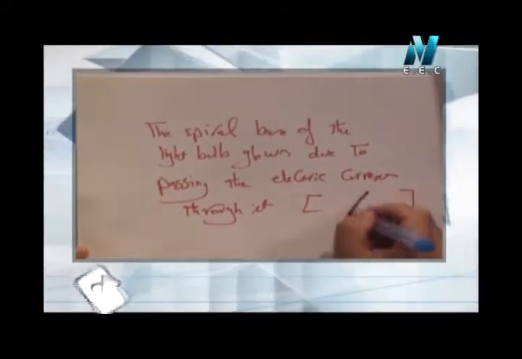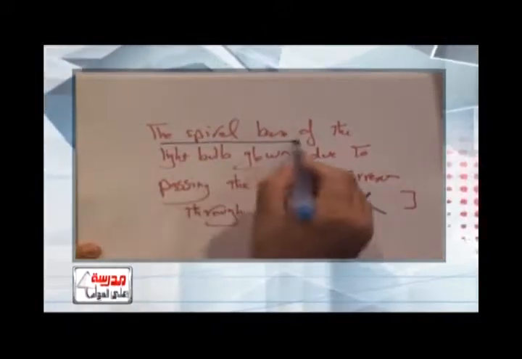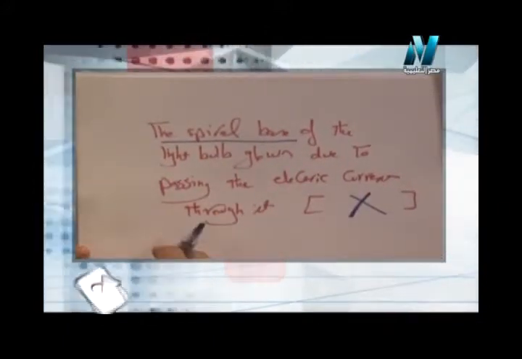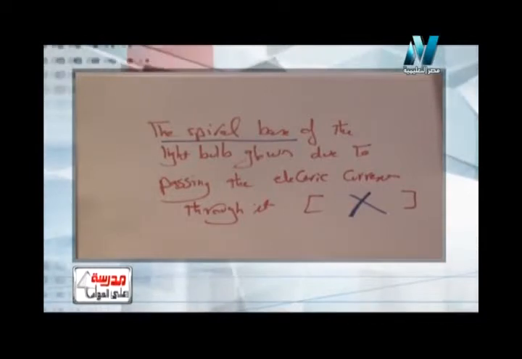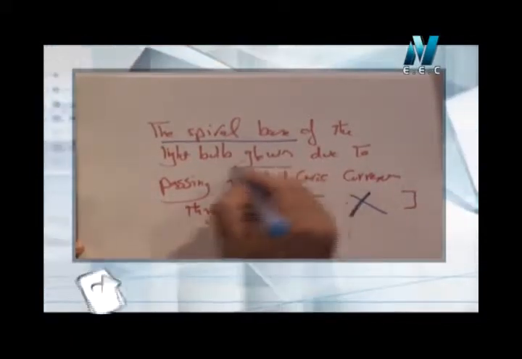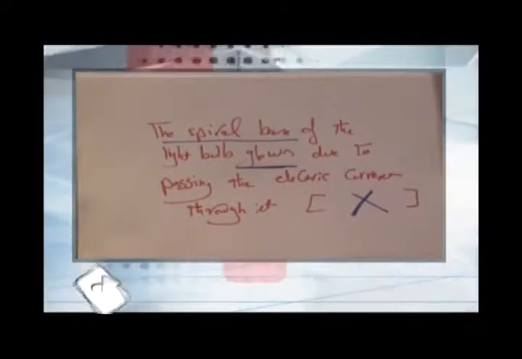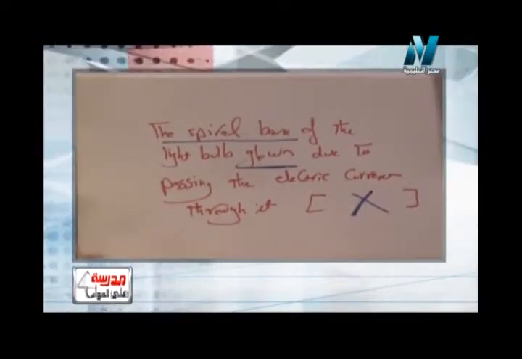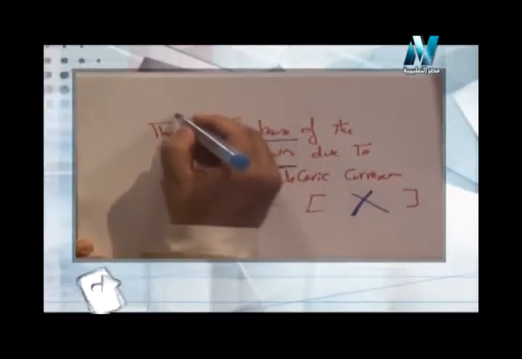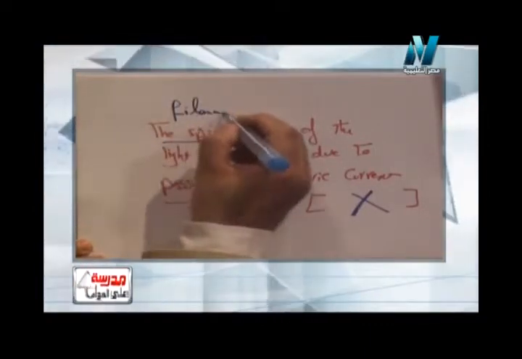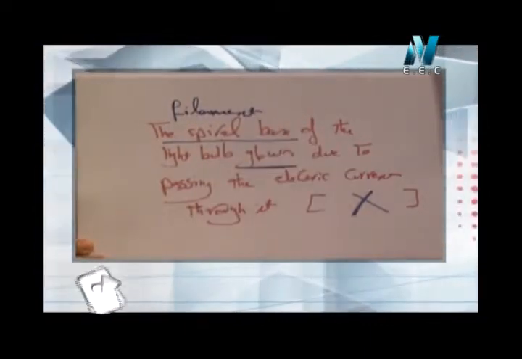Surely wrong. Not the spiral base. The filament of the light bulb. Which part of the light bulb will give out light? Glues here means give out light. Glues يعني يتوهج, يطلع ضوء, ينور. So not the spiral base, but it will be the filament, the filament of the light bulb.